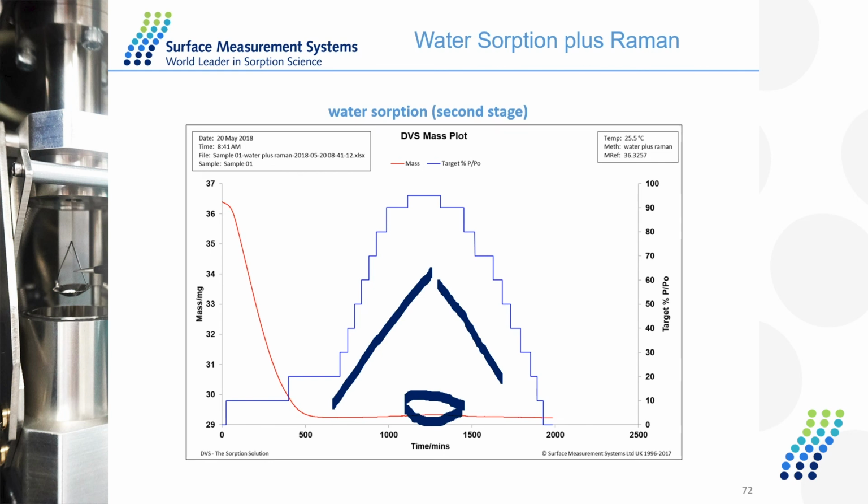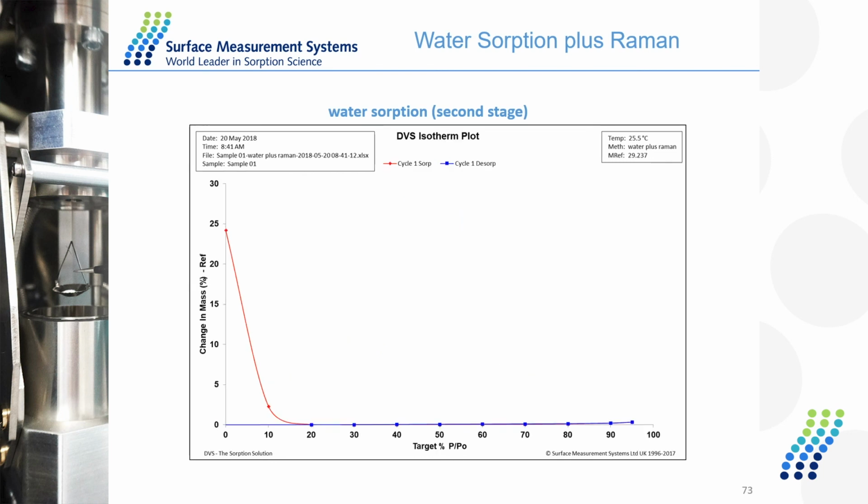Now, how does our DVS and Raman data compare? So here is the plot of the isotherm. There is definitely a significant mass loss, indicating that acetone is coming out from the structure. So the material is not stable in presence of water. As soon as we put water in it, acetone disappears from the structure and moves back to the initial form. Does the Raman data agree with the DVS data?